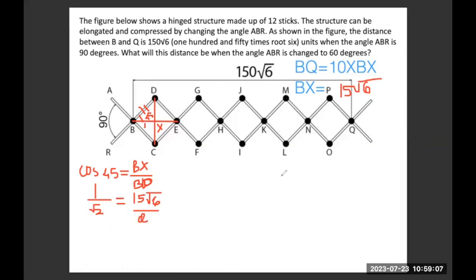Okay, Kavya, you're asking, okay, let me explain that. BQ's length is 150 root of 6. One second. Hello?